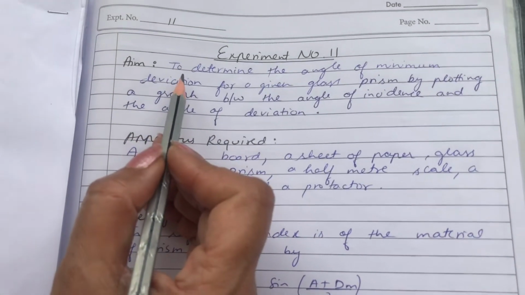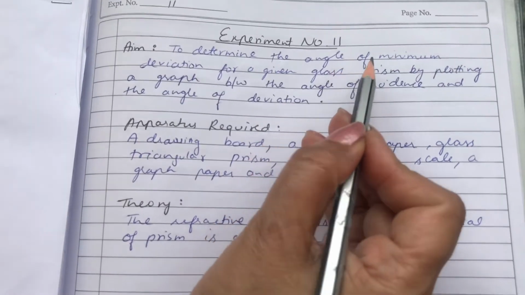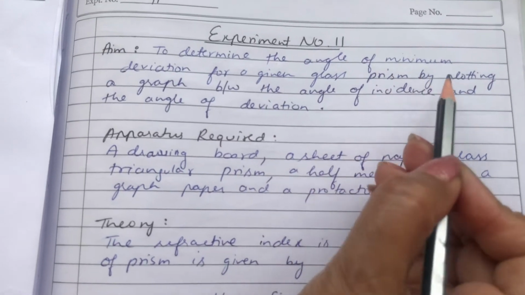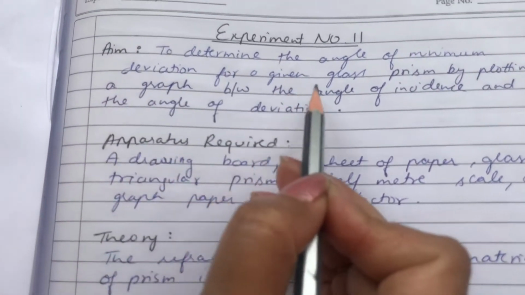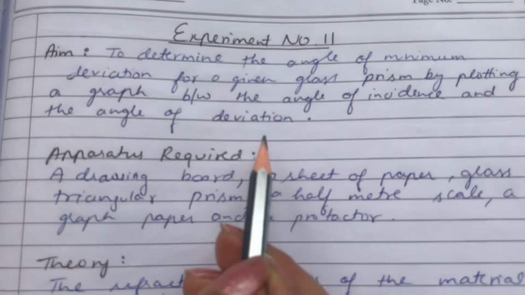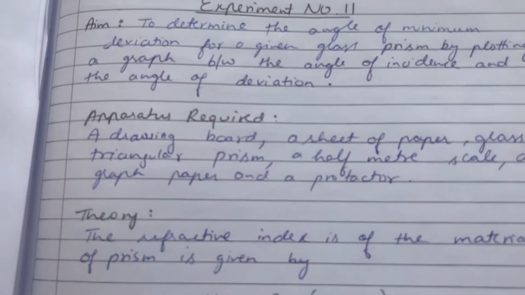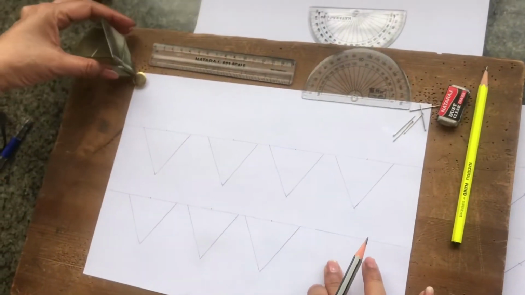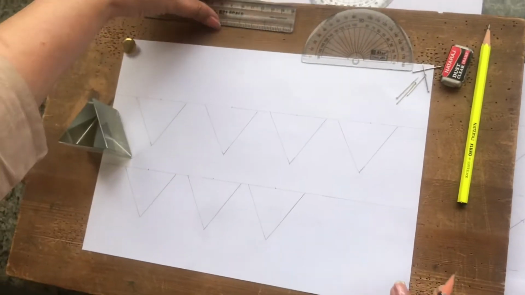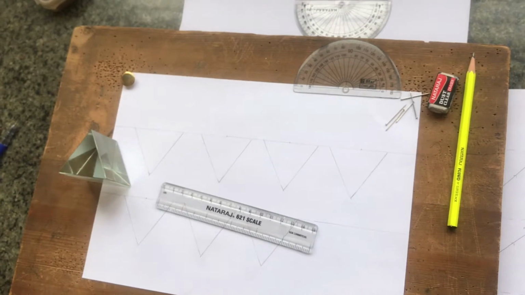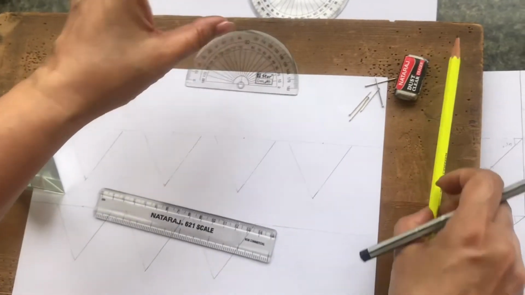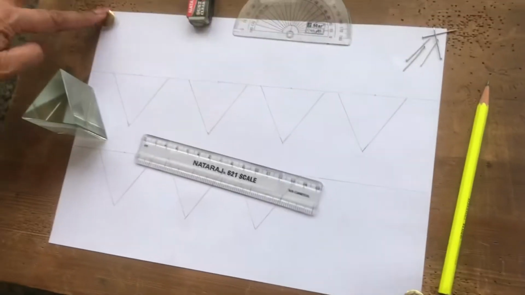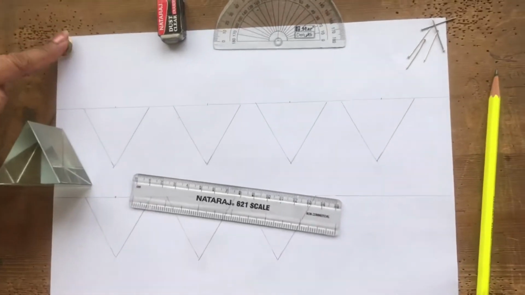Now we'll perform the experiment to determine the angle of minimum deviation for a given glass prism by plotting a graph between the angle of incidence and the angle of deviation. And the apparatus required: this is the drawing board, a sheet of paper, prism, scale and protector, and pencil, eraser, 4 all pins and 2 drawing pins. You may use 4 drawing pins also, but 2 are sufficient.